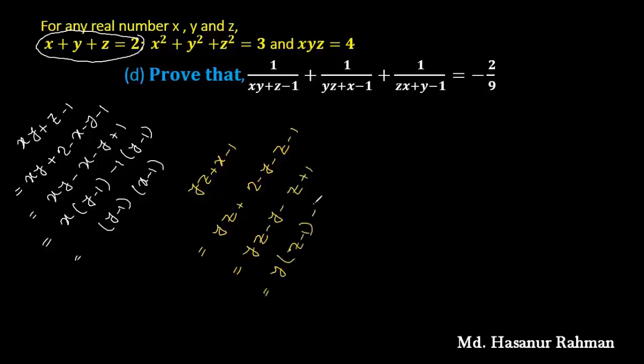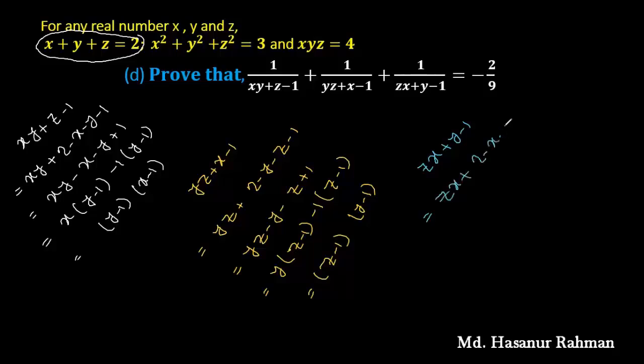Similarly, we're doing the same thing actually. Minus 1 into z minus 1. Then at last we will get z minus 1 into y minus 1. Similarly, if we want to find out the factorization of zx plus y minus 1, what will we get? We have to replace this y. So instead of y, we can write 2 minus x minus z. So zx plus 2 minus x minus z.